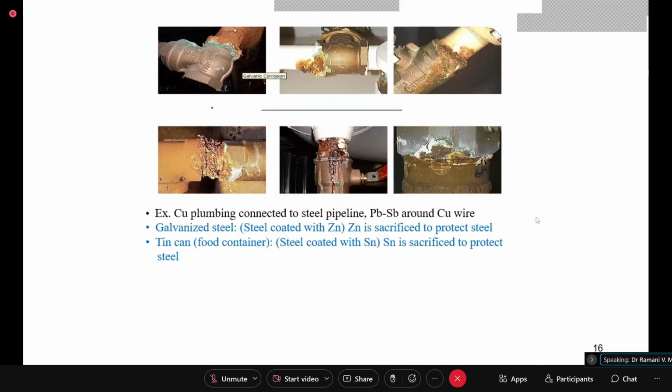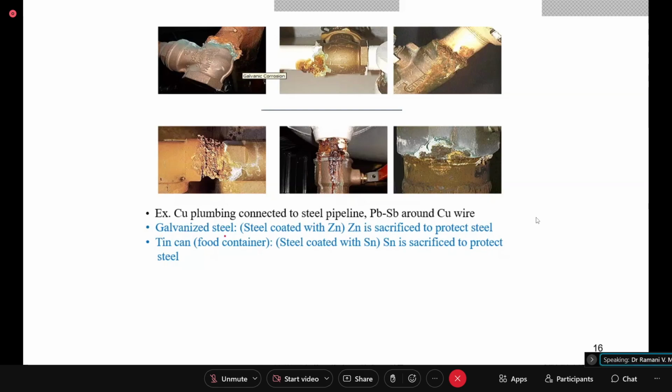Then these are some pictures showing you how corrosion takes place in the factories and various applications. An example is copper plumbing connected to steel pipe. Lead antimony around copper wire is seen, but I don't see any copper wire here.